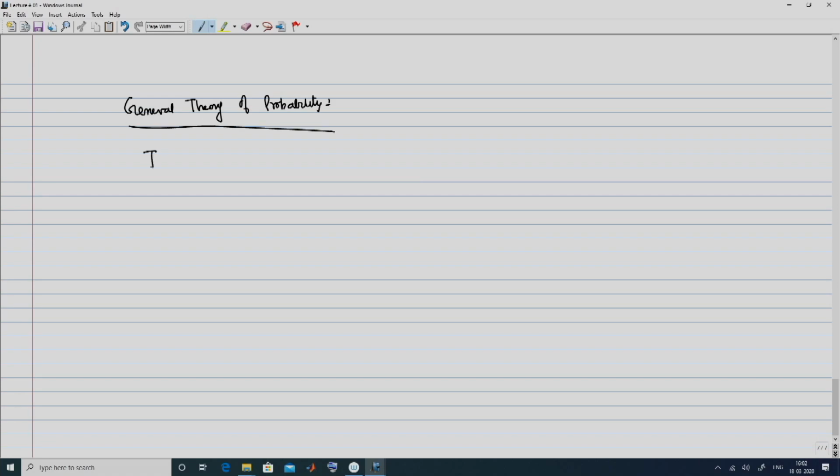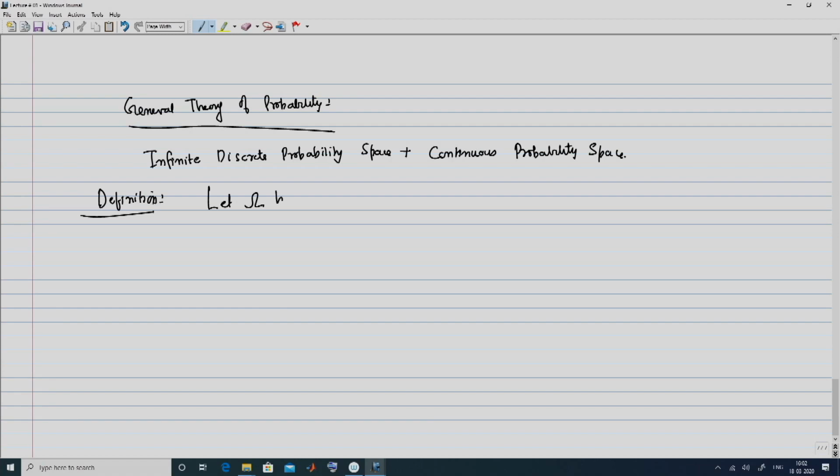and we will now move on to two things. One is the infinite discrete probability space, and we will talk about continuous probability space. So, we begin with a definition. So, as before, let omega be a non-empty set.